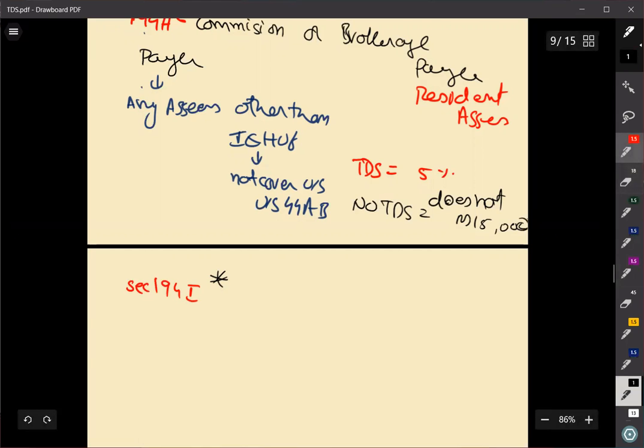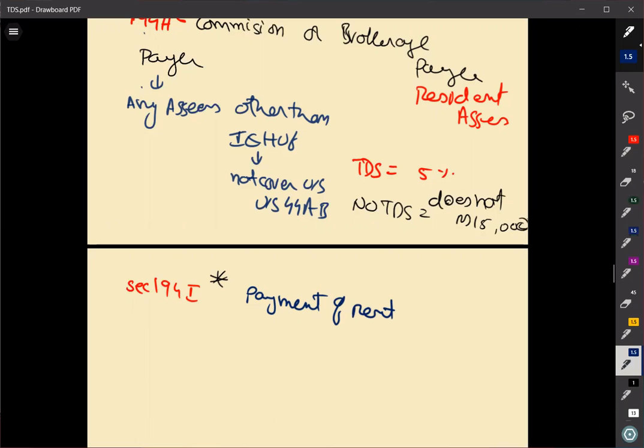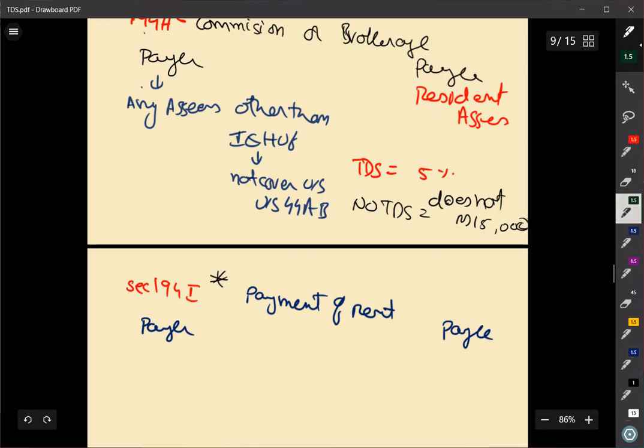So 194I is nothing but payment of rent. Whenever any person is making payment of rent, then 194I is going to be applicable. Now, for every section we'll be having a payer and a payee. Who is the payee here? Payee is nothing but a resident.